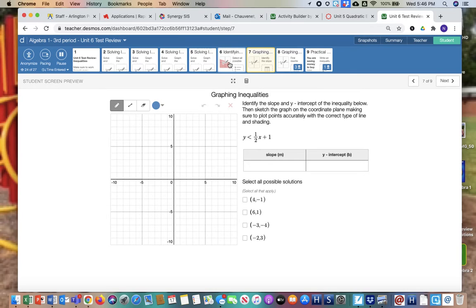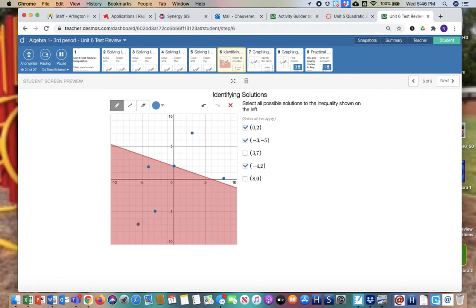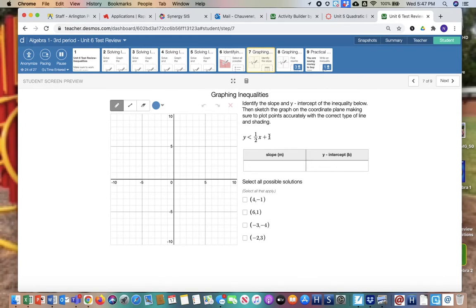Okay, so now let's go to where instead of having this given to us, we have to make this. So here we see y is less than 1/2 x plus 1. Since this is already solved for y, we should know the slope. It's this number right here in front of x, so it's going to be 1/2. And we should know the y-intercept, which is always going to be this number on the back end, which is 1.